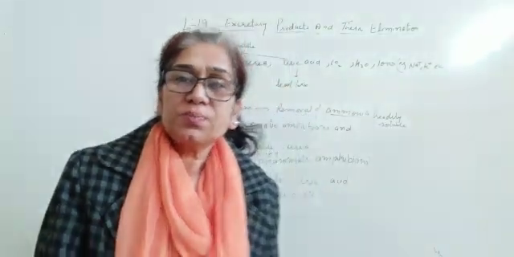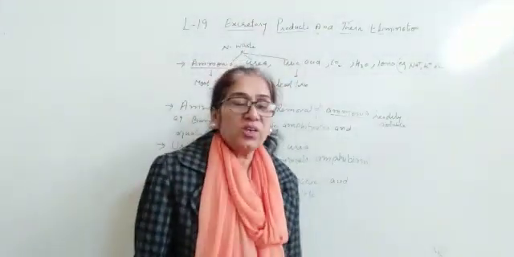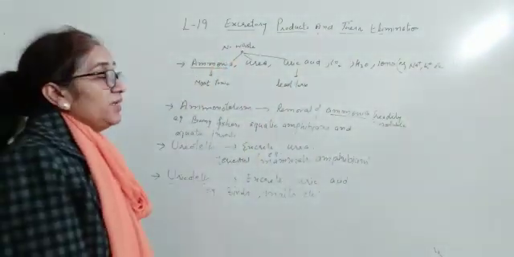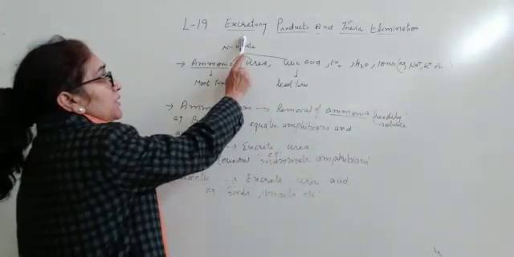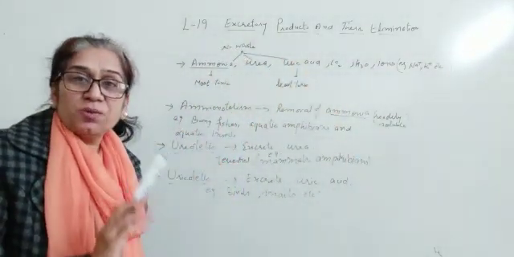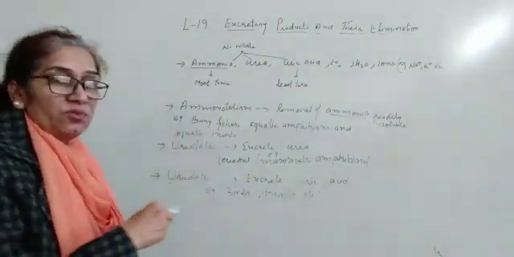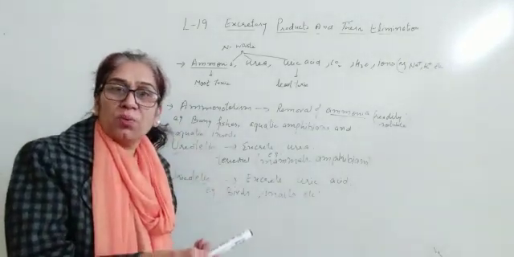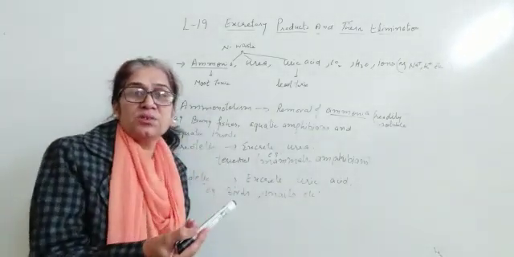Good morning, students. Today we'll start with the next chapter, chapter number 19 of the plus one bio. The topic of this chapter is excretory products and their elimination. Excretory products and their elimination means what waste products are formed during metabolism and how we are removing them out of the body. Clear? So that we'll do in detail.